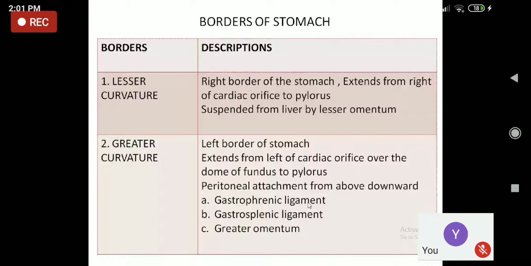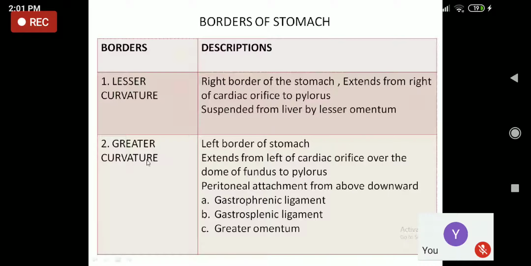Then the two borders of the stomach are the lesser curvature and the greater curvature. The lesser curvature, which can also be considered the right border of the stomach, extends from the right end of the cardiac orifice to the pyloric end. This lesser curvature is suspended from the liver with the help of the lesser omentum, that is, a fold of peritoneum.